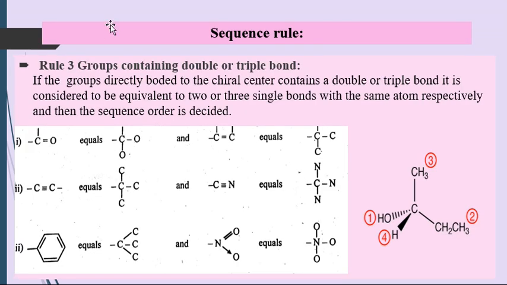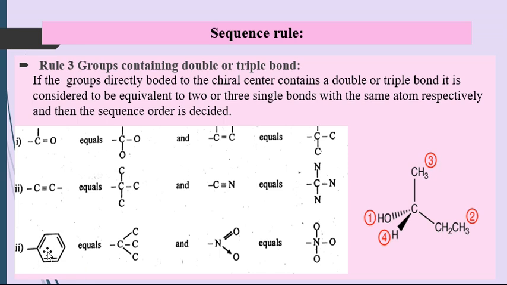Then sequence rule 3 is groups containing double or triple bonds. If the groups directly bonded to the chiral center contain a double or triple bond, it is considered equivalent to two or three single bonds with the same atom respectively, and then the sequence order is decided. Here this carbonyl, carbon-oxygen double bond, is considered as this carbon attached to two oxygen atoms. Here carbon-carbon triple bond, this carbon is attached to three other carbon atoms.